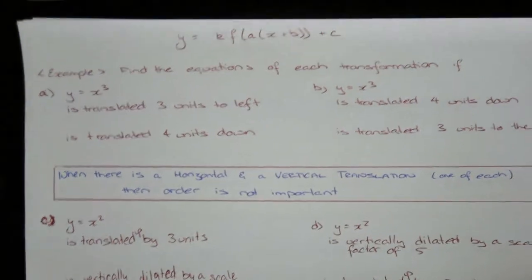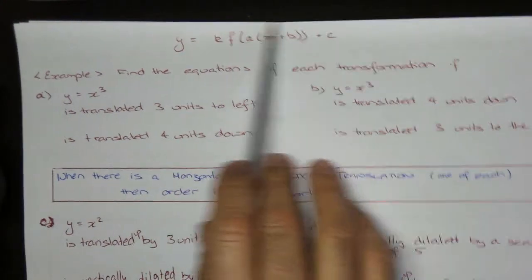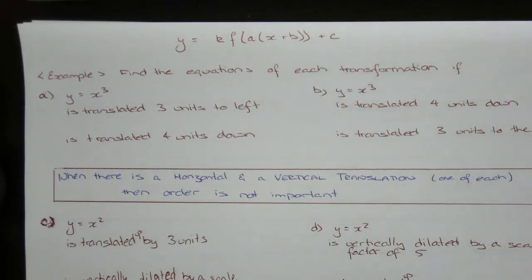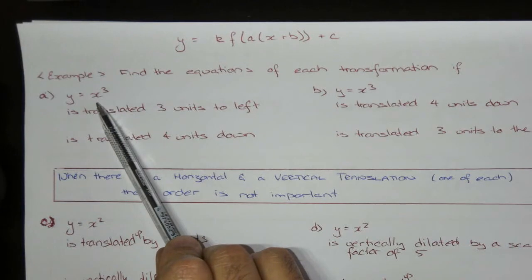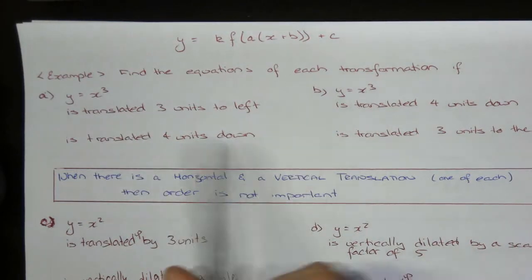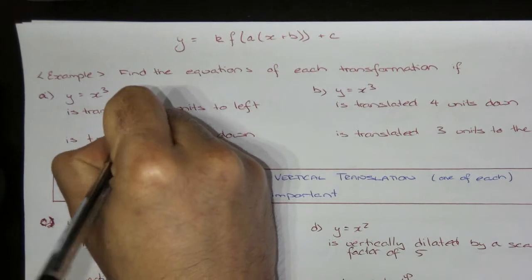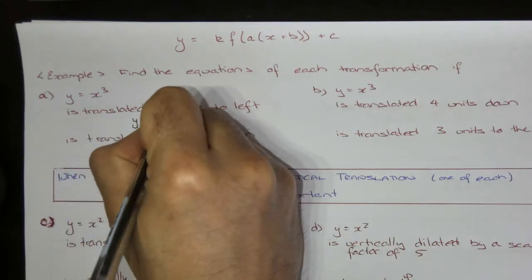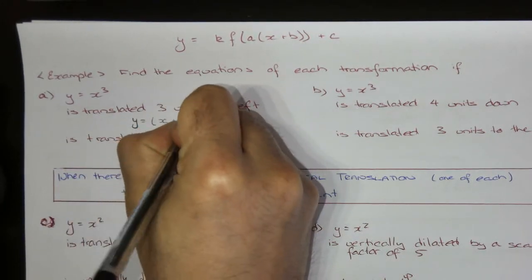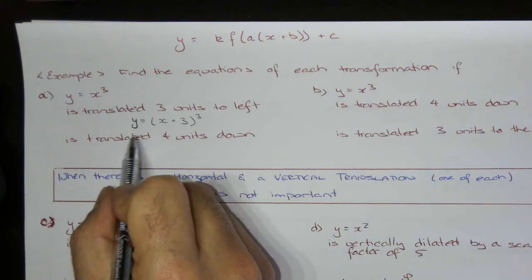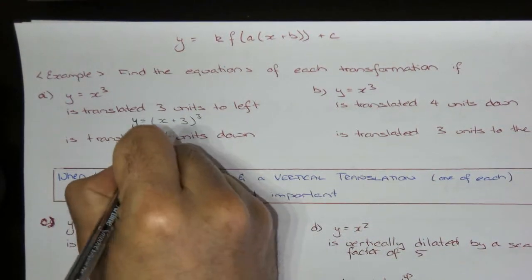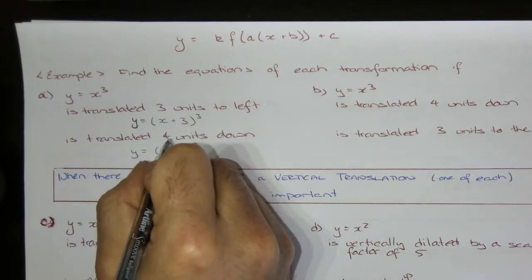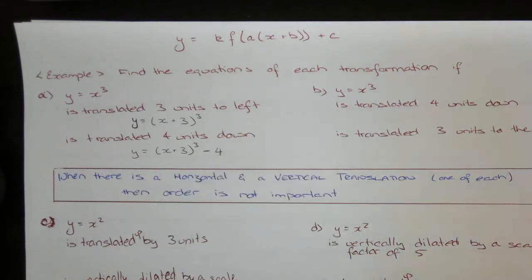Let's look at this function, y. So that's our general form. Okay, we want to find the equation of each transformation if the parent graph of y = x cubed is translated 3 units to the left. If that's the case, we'll get y = (x + 3) cubed, because we're translating it to the left. Now if we translate that 4 units down, you're going to get y = (x + 3) cubed minus 4.